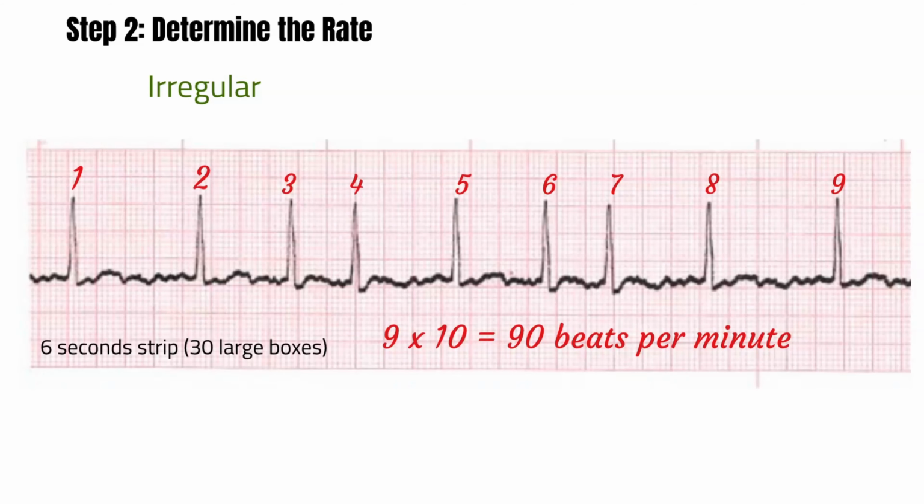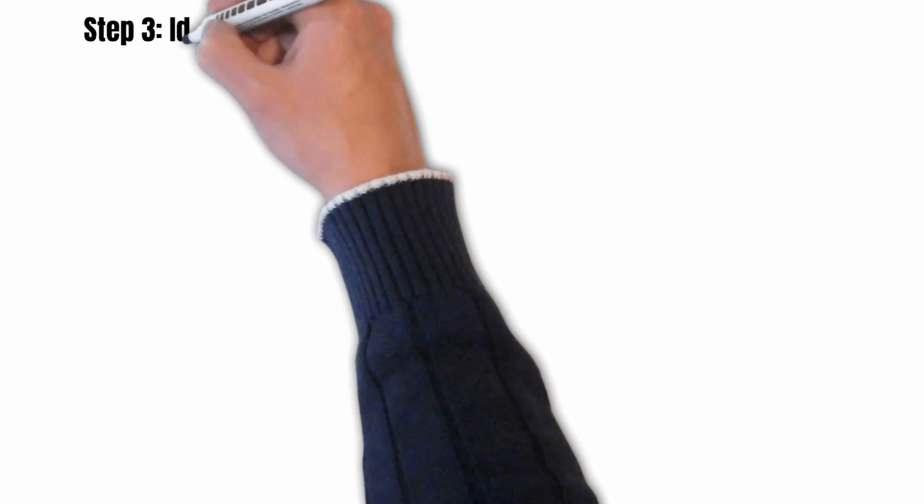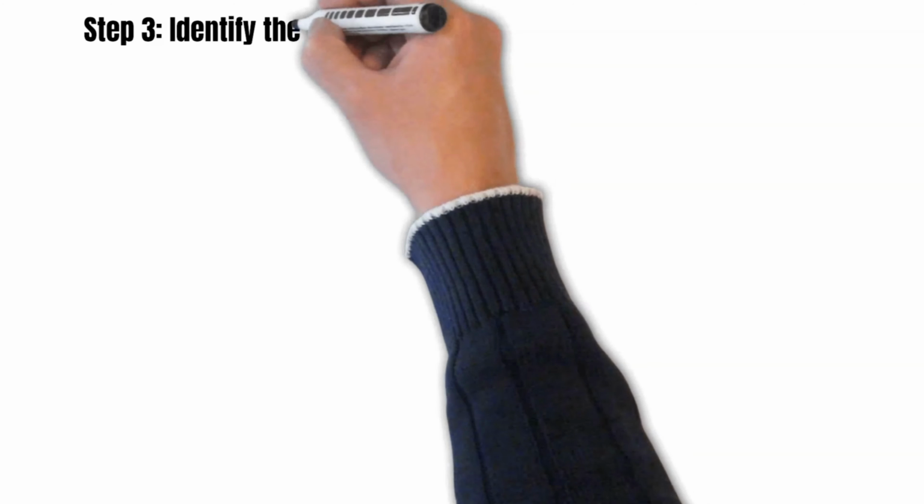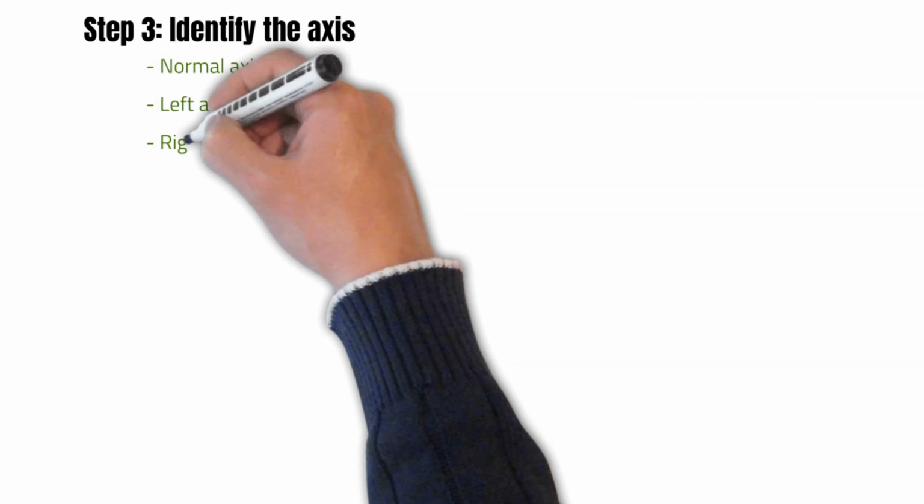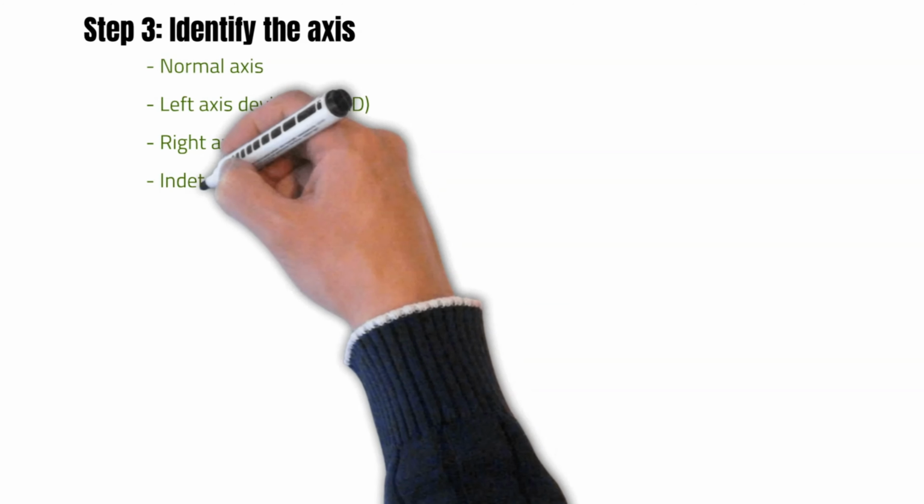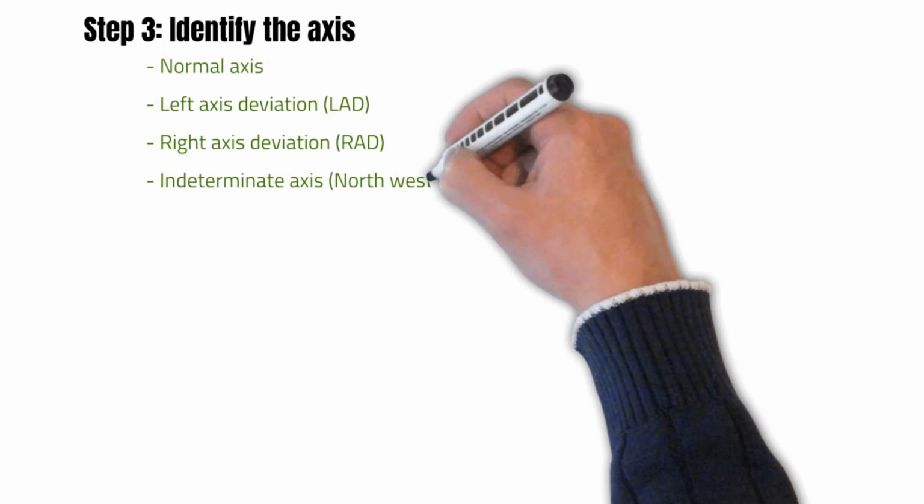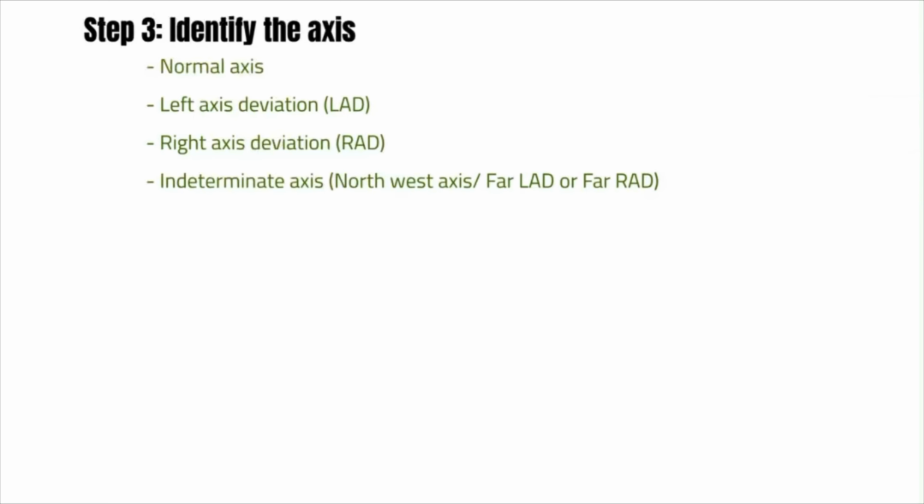Okay, step number 3 is to identify the axis. If you haven't seen the previous video on how to determine the cardiac axis, please watch part 2 of this tutorial. Okay, we have 4 cardiac axes: normal cardiac axis, left axis deviation, right axis deviation, and the northwest axis or indeterminate axis. Some other books or references call these far right axis deviation, far left axis deviation, or extreme axis deviation.